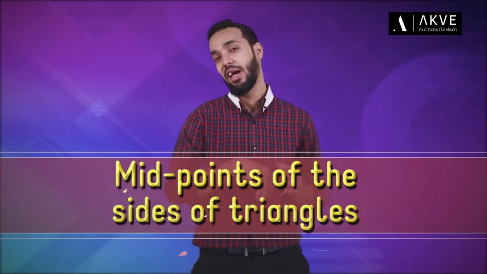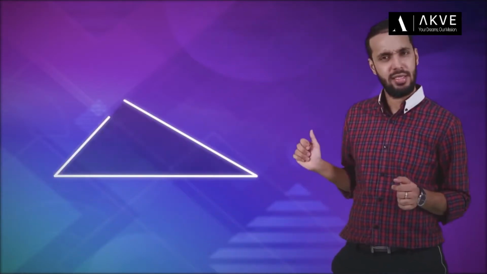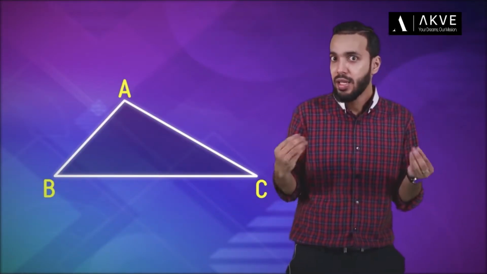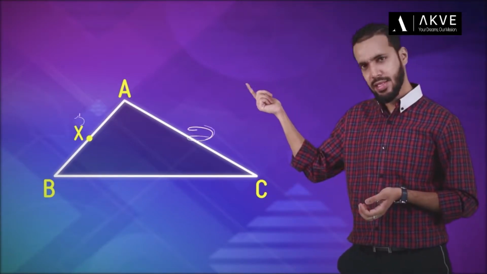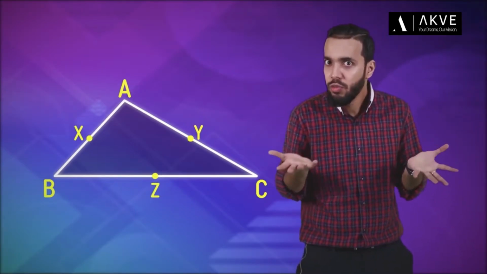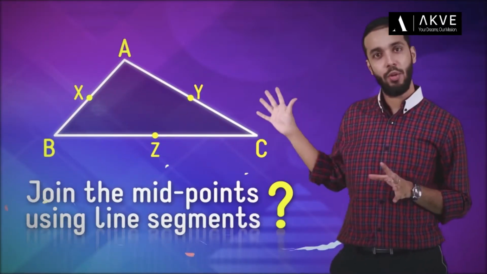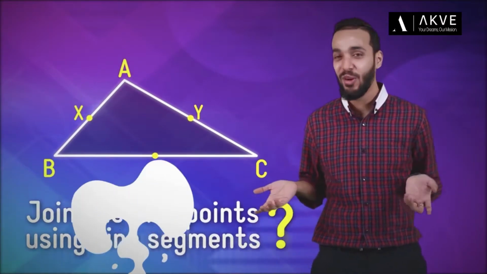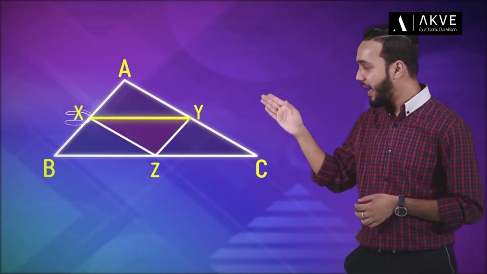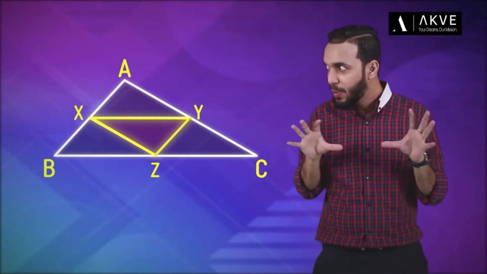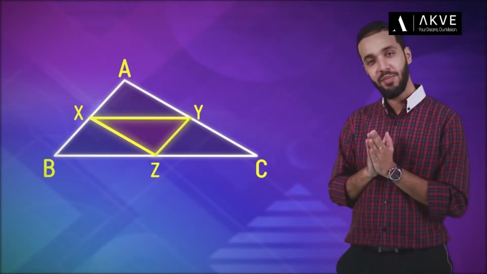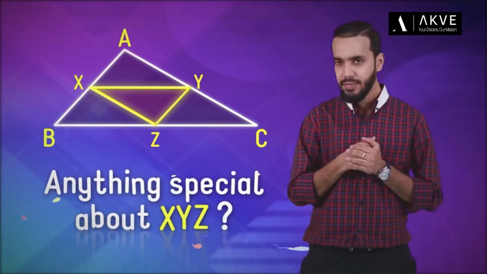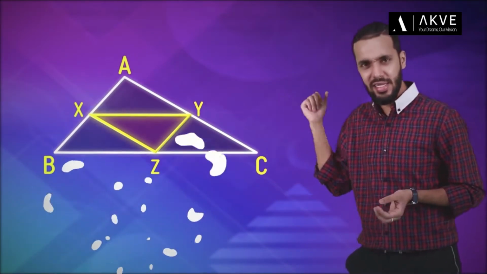Well, the property that we are discussing today revolves around the midpoints of the sides of triangles. So let's take a triangle, say ABC, and mark the midpoints of its sides as X, Y, and Z. Now, what would we get if we join these midpoints using line segments? No points for guessing. We would of course get a triangle, namely XYZ. Now, observe this triangle carefully. Anything special that you see? Seems pretty ordinary, doesn't it?